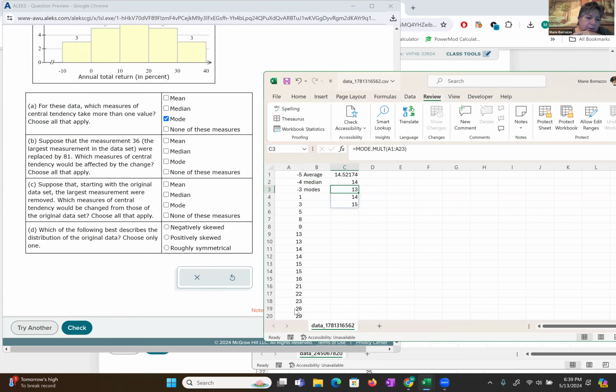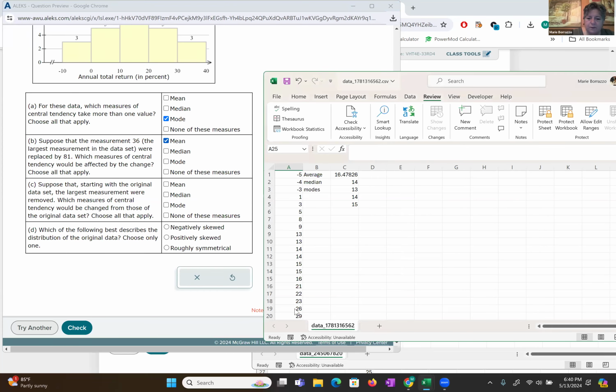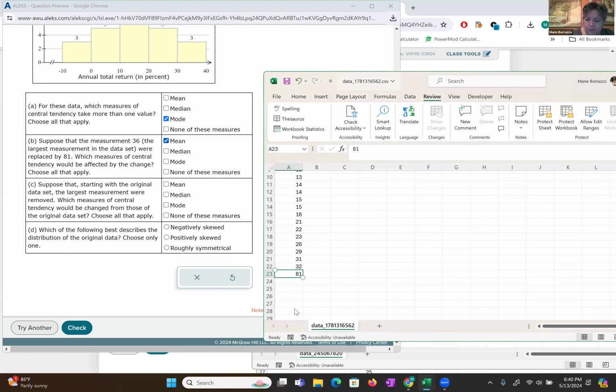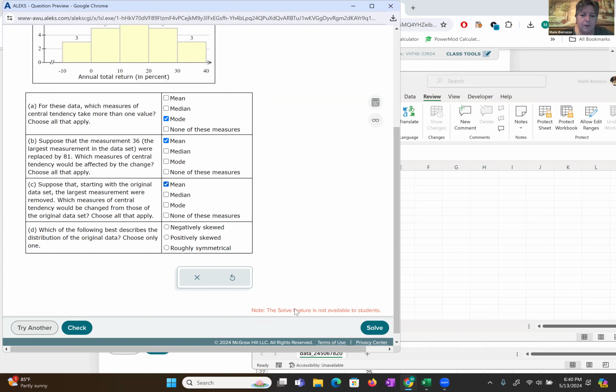Suppose that the 36, the largest measurement, were replaced by 81. Okay. What changed? The average. Starting with the original data set, the largest measurement were removed. So let's remove it. So what changes? The average. The average again.